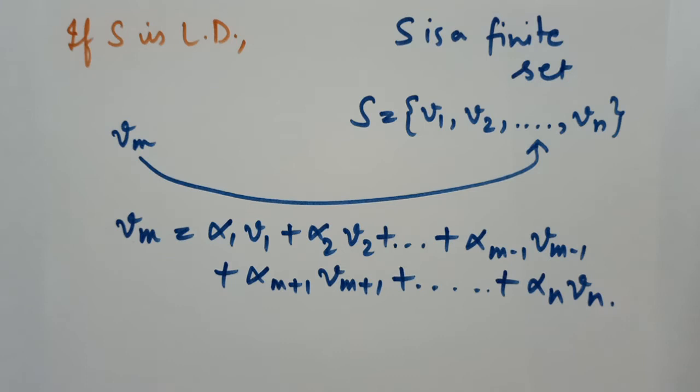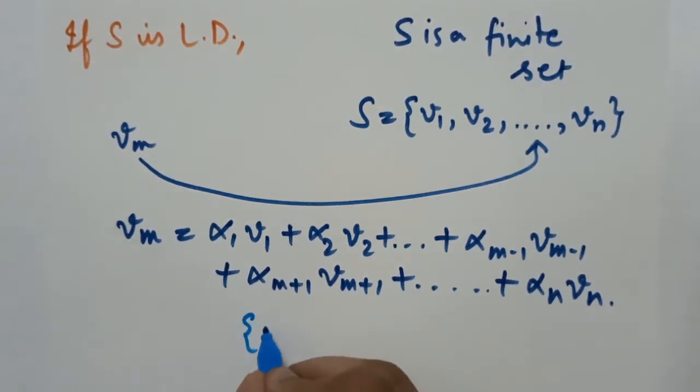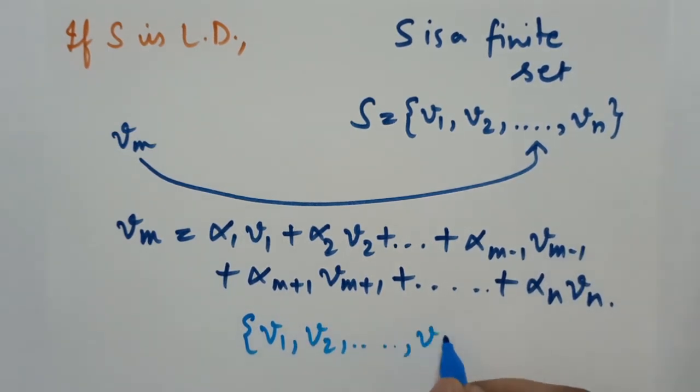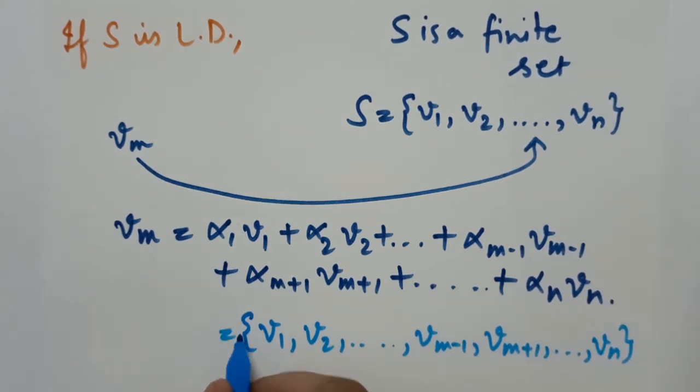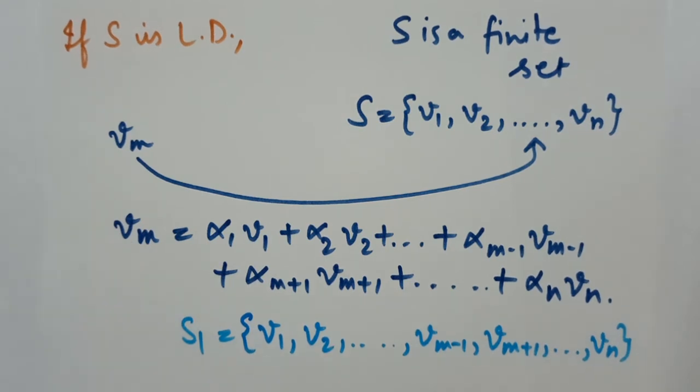Now let's write the set in which the element Vm is not present. So it will be V1, V2, to Vm minus 1, Vm plus 1, because Vm we should not write, up to Vn, and let it be called S1. So this is the set in which the element Vm is absent.